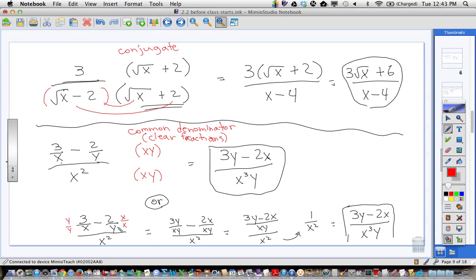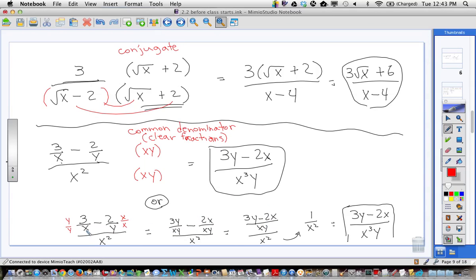Bow tie is basically getting a common denominator. Okay, so I decided my common denominator would be xy. So I took this top and bottom times y over y, took this times x, top and bottom. So I'd get 3y over xy and 2x over xy like this. Now I got a common denominator, I can put them together.